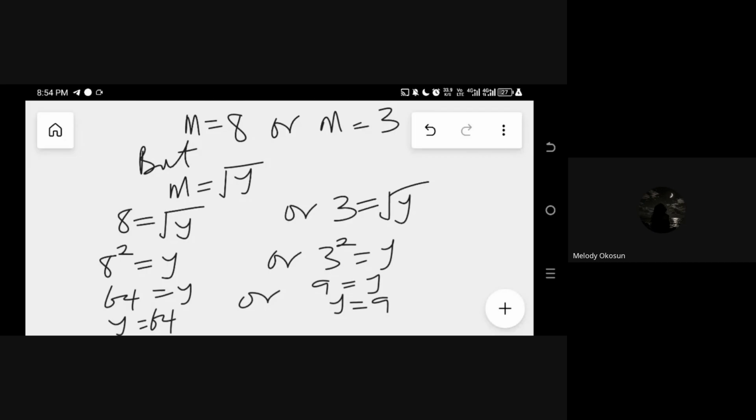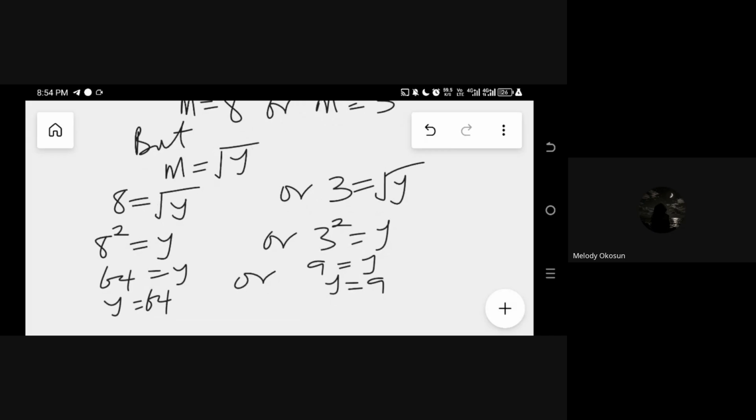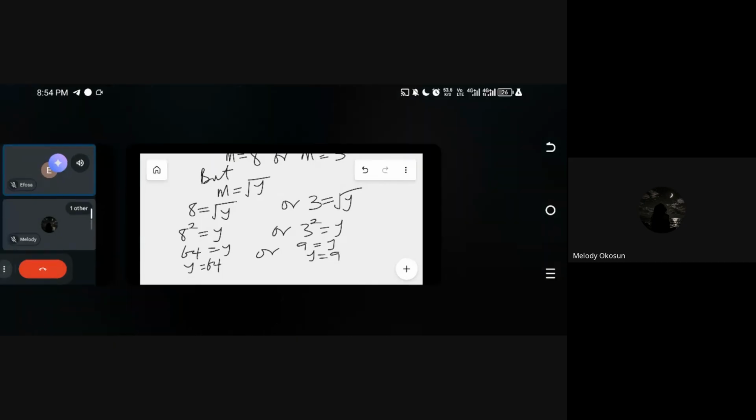So 8 squared equals y. Then on the other side, 3 squared equals y. And when you do that, 8 squared is 64, equals y. So y is 64. Or on the other side, y is 9. Do you understand this?